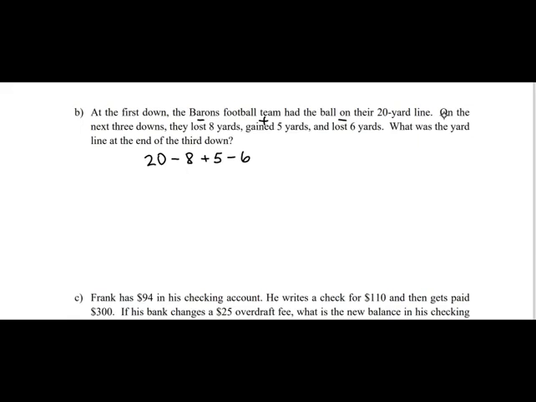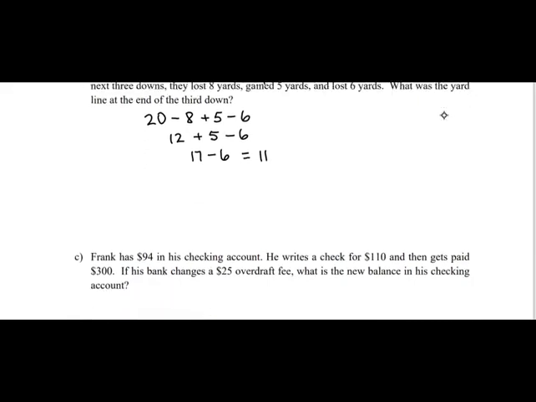20 minus 8 gives you 12. So you have 12 plus 5 minus 6. So 12 plus 5 will give you 17. Still minus 6, and the 17 minus 6 gives you 11. So they finished up at the 11-yard line.